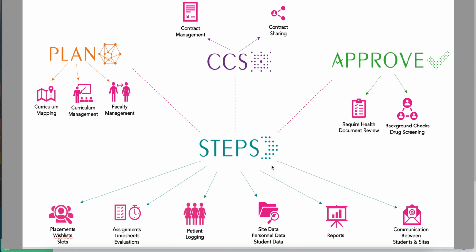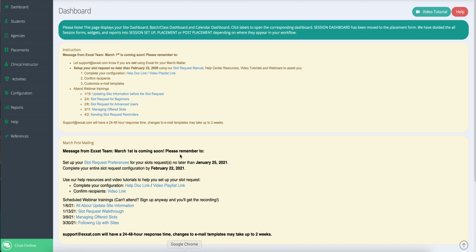For a quick reference, Plan will help you manage and map your curriculum to accreditation standards so that you can identify any gaps, redundancies, or misalignments in your curriculum. Approve is a compliance service where our team will review and approve student-required health documents such as immunizations and background and drug screenings for you. And CCS is a university-level solution that allows all departments to centrally store contracts in one location and easily share affiliation agreements. Now let's dive into STEPS, which is our linchpin solution for all things field education.